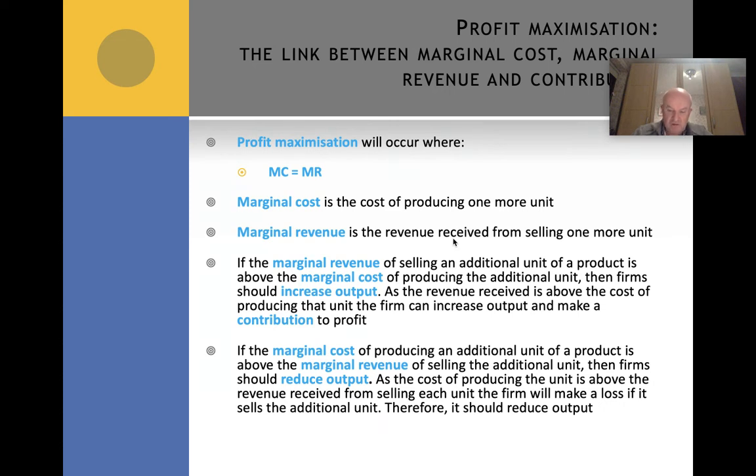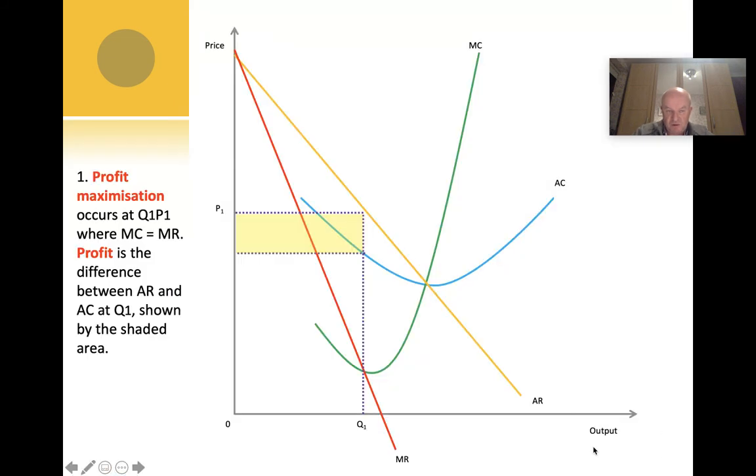Okay, and so as a result, you would choose to reduce output. A really important one to remember if we're talking about profit maximization is that it is always where MC equals MR, where marginal cost equals marginal revenue. That is the point at which profit maximization would be achieved. Let's take a look at what that then means.